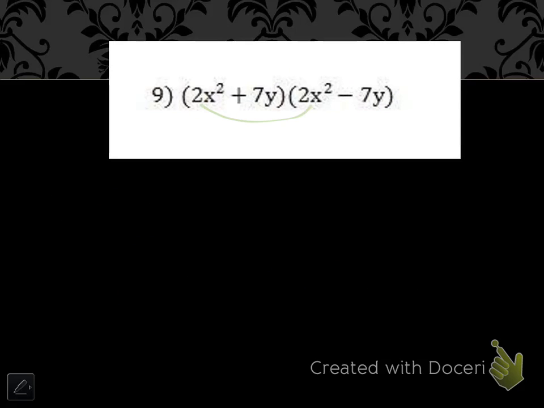Okay, so if we multiply our first two terms, we got 4x to the 4th, and our last two terms is negative 49y squared.